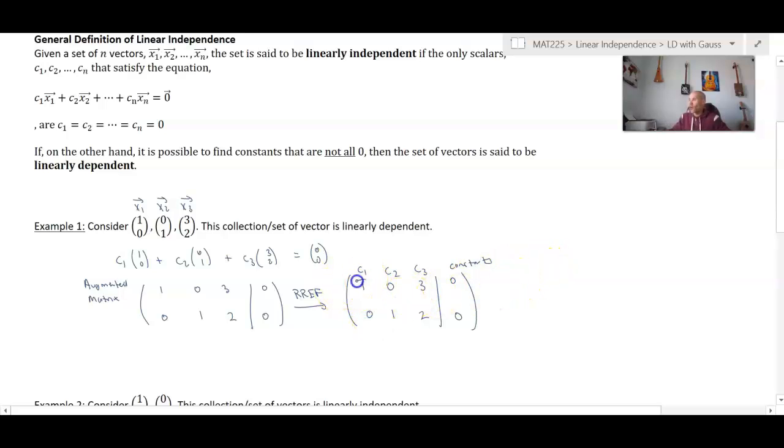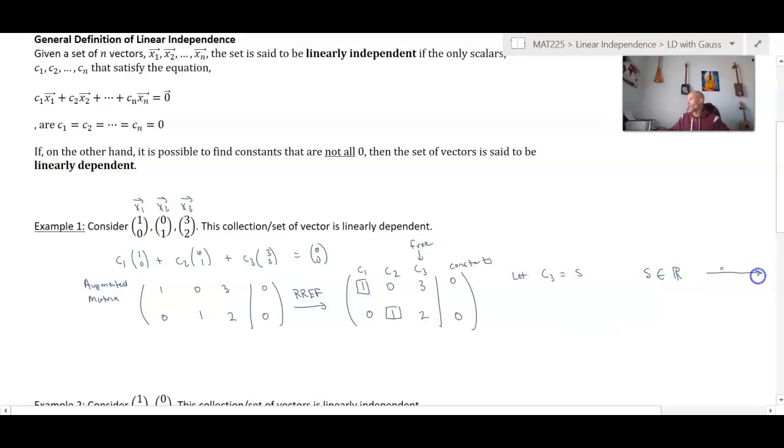In our first row, our first leading one occurs in the C1 column, so C1 is not free. In our second row, our first leading one is in the C2 column, so C2 is not free, and we've run out of rows. There's no leading one in the C3 column for any of the rows, therefore C3 is free. So let C3 equal some constant. Let's call it S. Let's not use C again to avoid some confusion. So let C3 equal S.